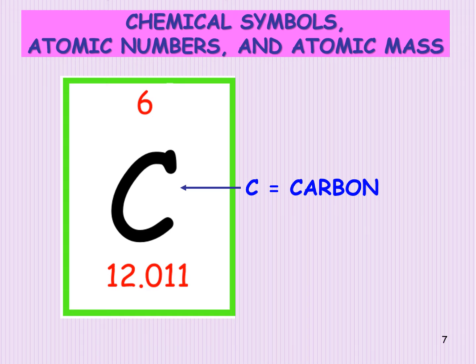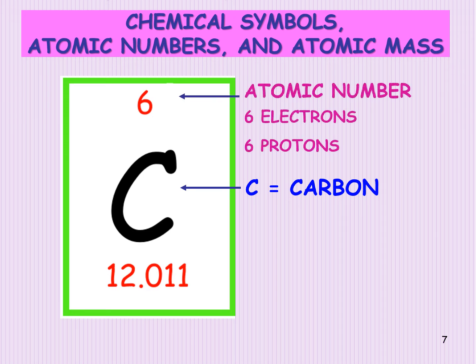You will also notice that in each block, there are 2 numbers. The number at the top represents the atomic number. The atomic number tells the scientist how many protons and electrons the atom possesses. Remember that the number of protons and electrons must be equal for balance to occur in the atom.